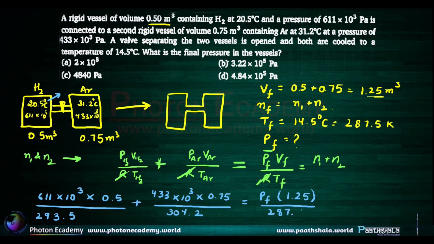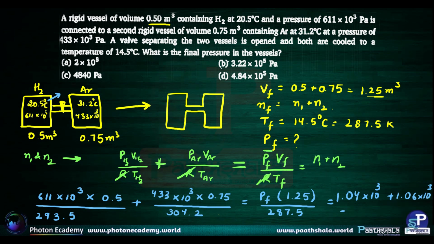So let's solve the left hand side first. We have to multiply 611 by 0.5 and divide it by 293.5. This comes out to be 1.04 into 10 to the power 3, plus 433 multiplied by 0.75 divided by 304.2. This comes out to be 1.06 into 10 to the power 3. So adding these, we get 2.1 into 10 to the power 3.